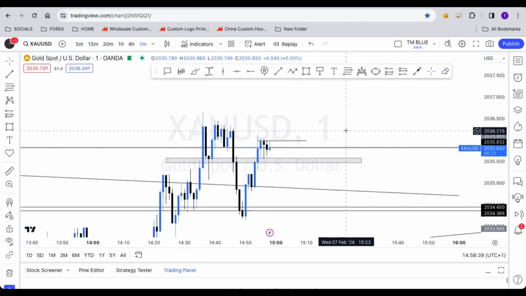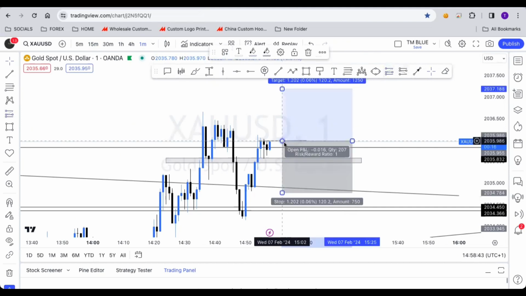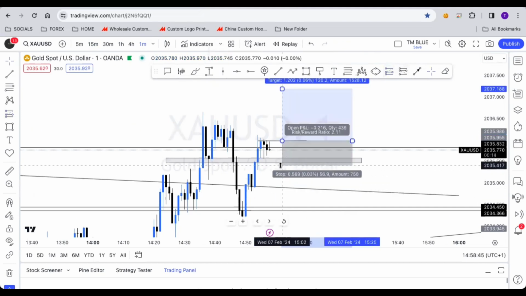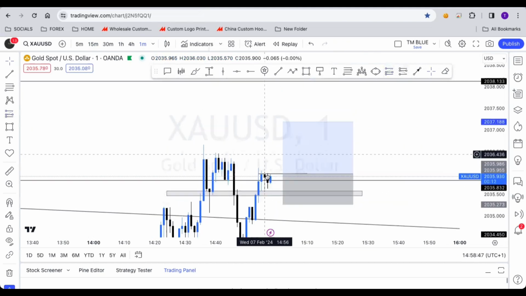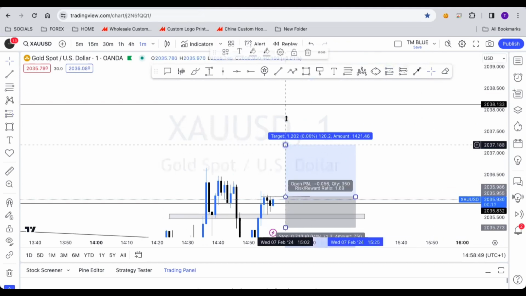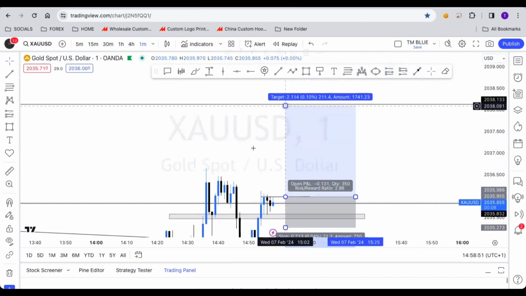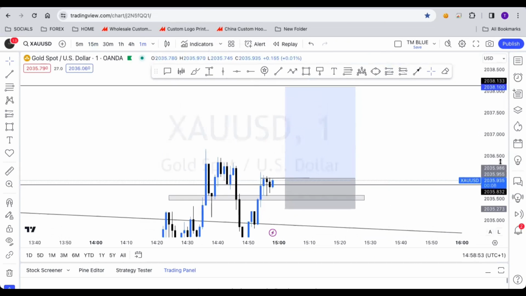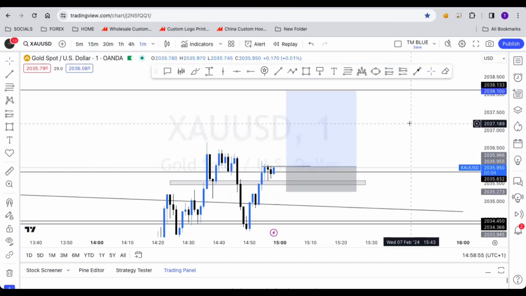Let's see if we can get some volume today. If we get some volume here, that would be very nice. Just following the overall trend, obviously. So that's a smaller time frame trade or setup.